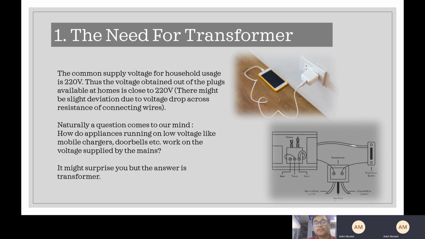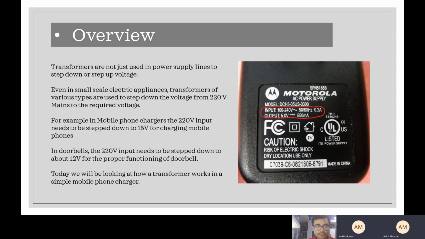In fact, if you think about it, the input mains is at 220 volts. And the devices we use, like the LED lights, doorbells, mobile phones while charging, they require much smaller voltage in the 5 to 10 volt range. But how is this 220 volt input being converted into 5 volt? Well, the answer is simple, and it is that a transformer is being used.